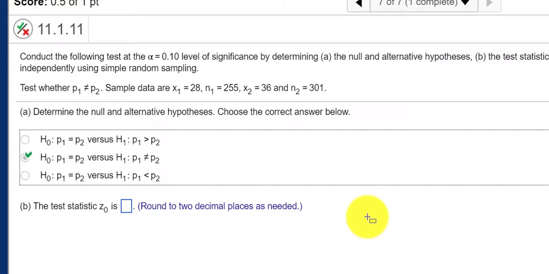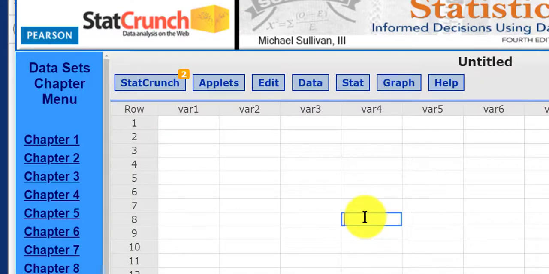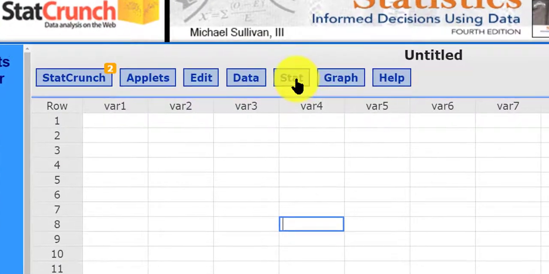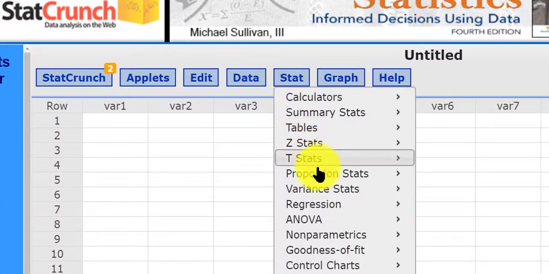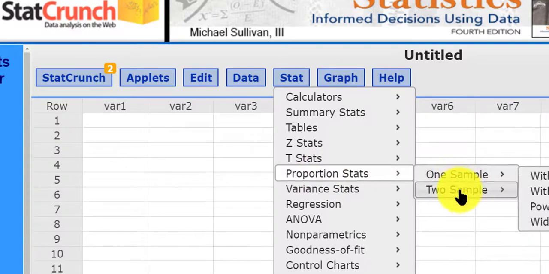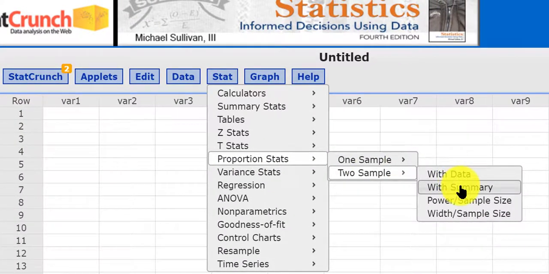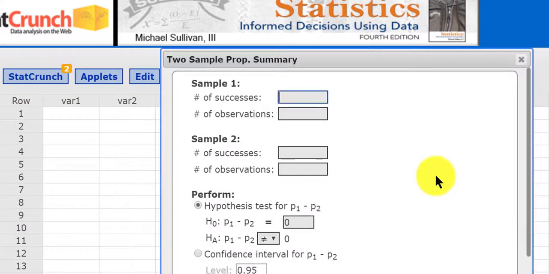Okay, so I'd like to use StatCrunch. I think that's going to be the best way to help you move through the exam. StatCrunch can really handle most of the heavy lifting. So let me open a StatCrunch window. Okay, here I am. So we're going to press Stat, Proportion stats, we have two samples, and the data we can use a summary. So it says number of successes and number of observations.